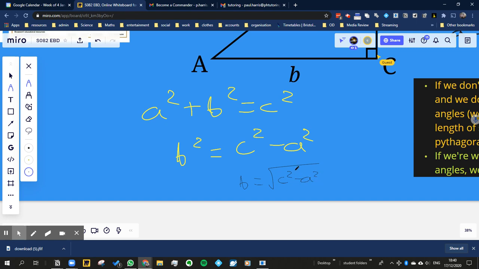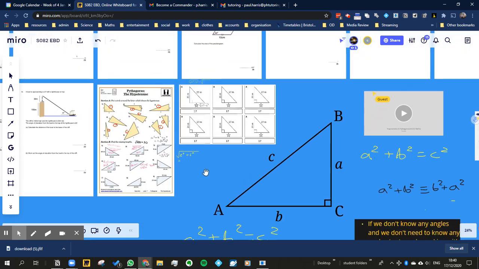So you've got to know what it is that you're working out. If you're working out the hypotenuse, you use the normal equation. If you're working out one of the other sides, you need to rearrange it like this. And if you're looking at angles and sides, then you're going to be using trigonometry.